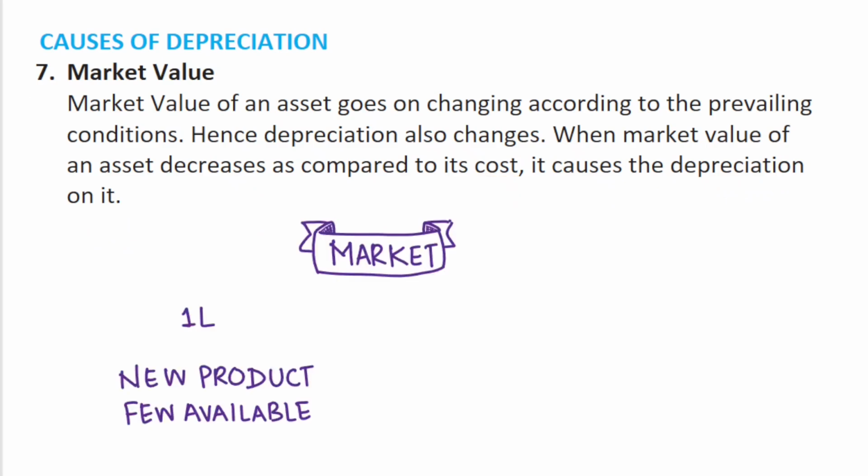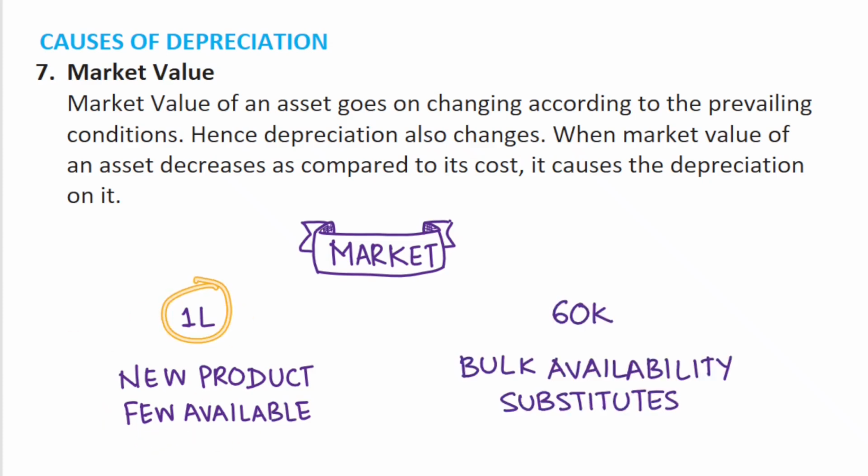So, in the market, when we bought the new product, only a few were available and the value was 1 lakh. But after a year or two, many new products came, bulk availability is there, and now substitutes are also available. So the price has gone drastically down, and this kind of situation also reduces the value of a fixed asset. This is also a cause of depreciation.